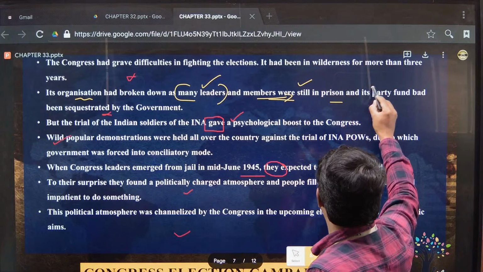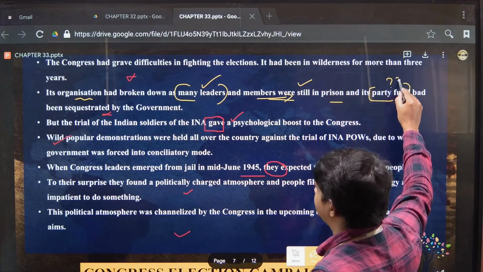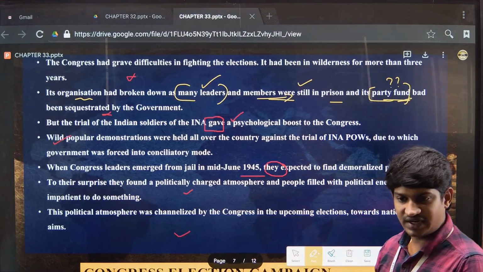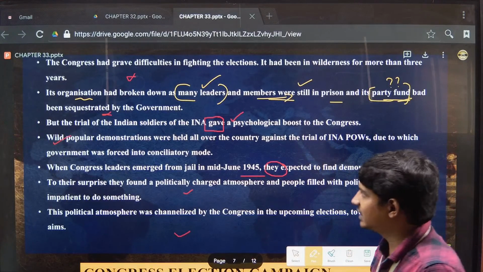Okay, next, another big question mark: the fund for the party. Without funds, how can a party contest in an election?